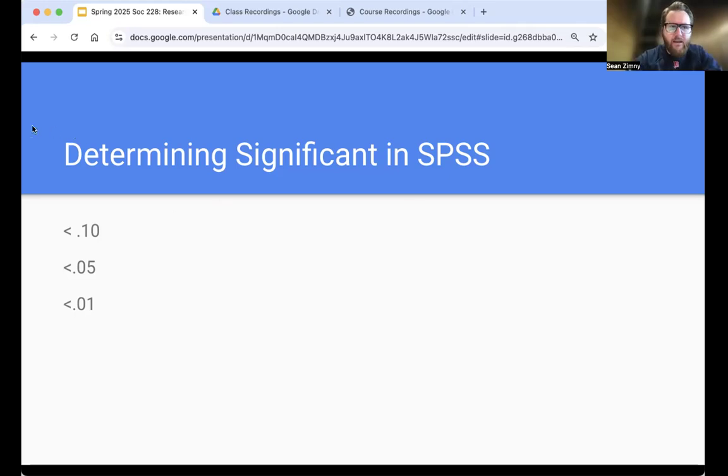So determining significance is when it's less than 0.1, less than 0.05, or less than 0.01. For statistical significance, really what I want you to look for is anything 0.05 or less. It's going to make sense in a second when I actually show you in SPSS how to do that. So let me get back to that.